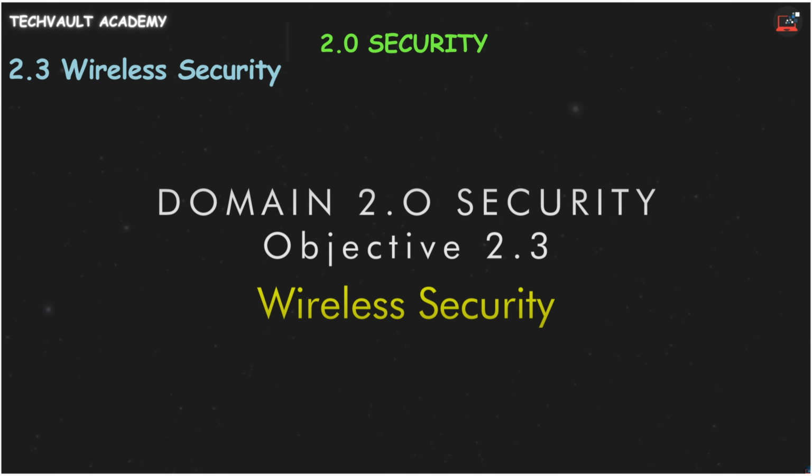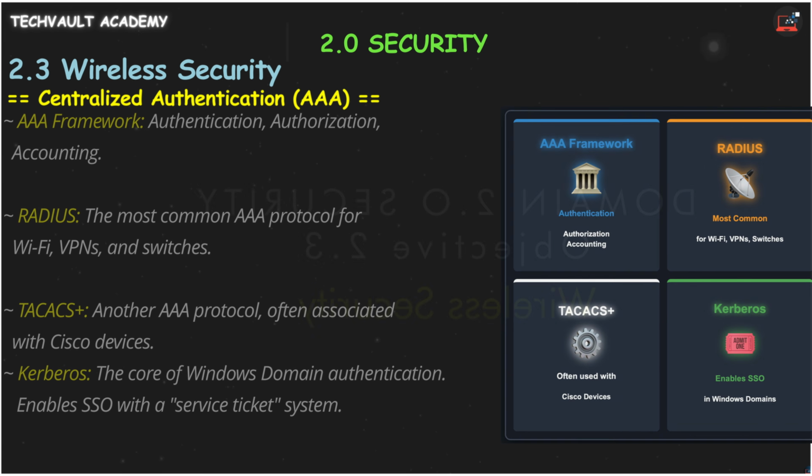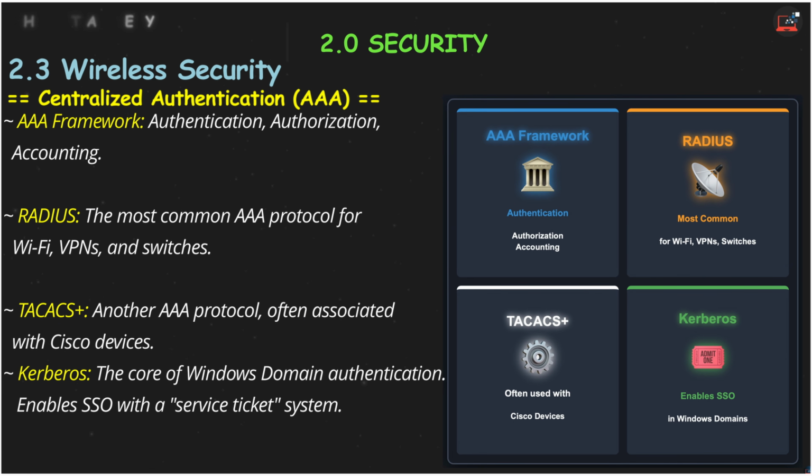First, let's talk about authentication in a corporate environment. Instead of each Wi-Fi access point having its own password list, companies use centralized authentication servers. This is called the AAA framework. Authentication, proving you are who you say you are. Authorization, defining what you can access. And accounting, tracking your activity.